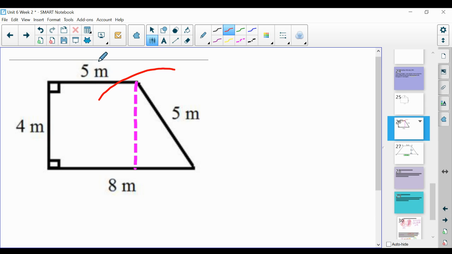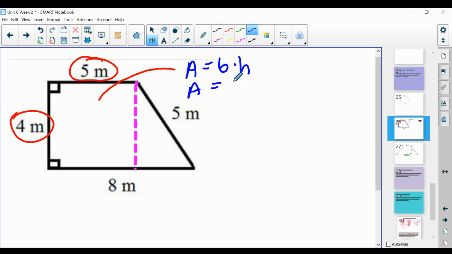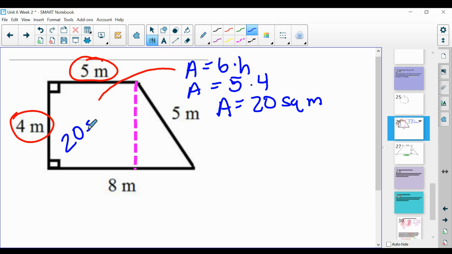Now I'm going to use our formula for area of a rectangle, base times height. Area equals base times height, and area equals 5 times 4, and I'm going to keep simplifying that, area equals 20 square meters, okay? So we have 20 square meters here, okay?